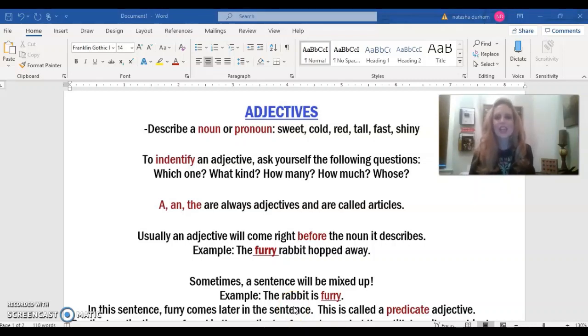All right, so today we are talking about adjectives. So what I would love for you to do right now is to please take out your language book and let's open those up to page 173.